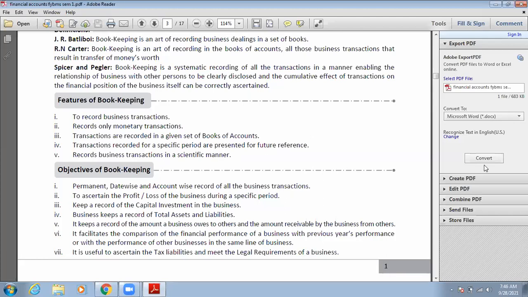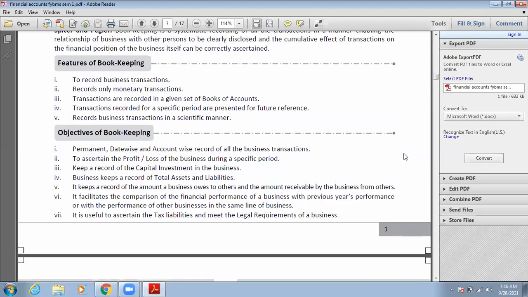Can I move to objective? Yes, ma'am. Okay. Now let's see. The first one is a permanent date-wise account. That means... Ma'am, should I rejoin again? Yeah, you can. What is your name, beta? Ma'am, my name is Rutika. Okay. Because I cannot see you, the screen sharing is going on. But you can rejoin and check.